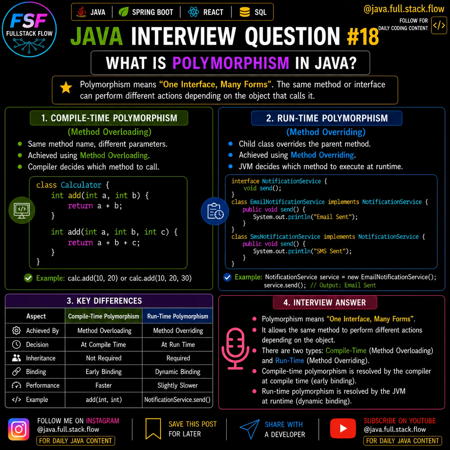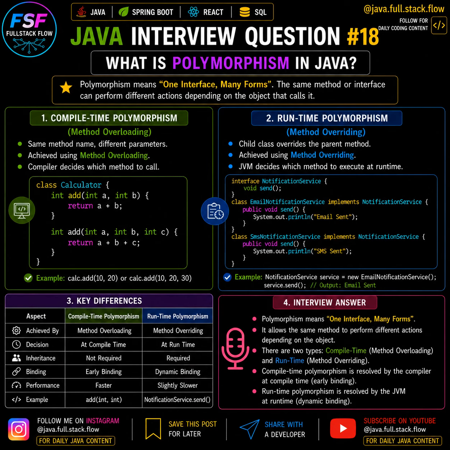The second type is runtime polymorphism, which is achieved using method overriding. In method overriding, a child class provides its own implementation of a method already defined in the parent class or interface. Here, the JVM decides which method to execute at runtime, so it is called runtime polymorphism or dynamic binding. Look at the example. Both EmailNotificationService and SMSNotificationService implement the same NotificationService interface. When we call the send method, the actual implementation depends on the object created at runtime.